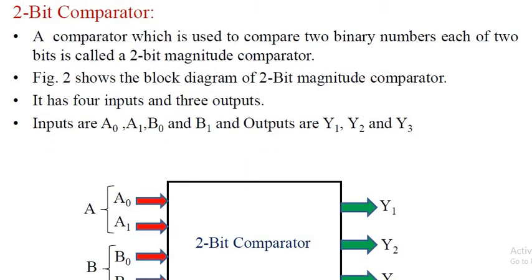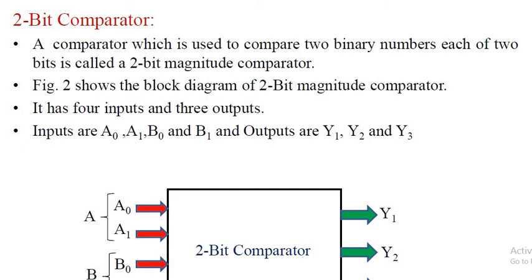Now we are going to discuss the 2-bit comparator. What is meant by a 2-bit comparator? See here carefully. Now we are going to compare 2 bits. A comparator which is used to compare 2 binary numbers, each of 2 bits, is called a 2-bit comparator.